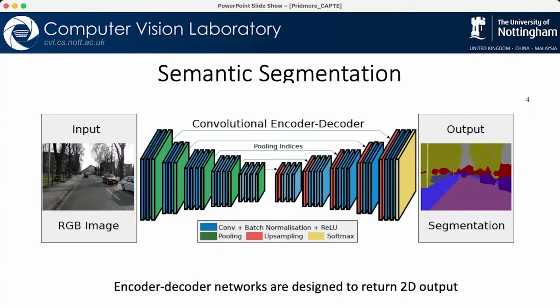So one very common type of neural network out there is the encoder-decoder network. It was originally developed for things like this, for segmenting an image. You see a road image on the left and a segmentation on the right in which different parts of the scene are labelled in different colours. Semantic segmentation means every pixel in the image is classified in some way.